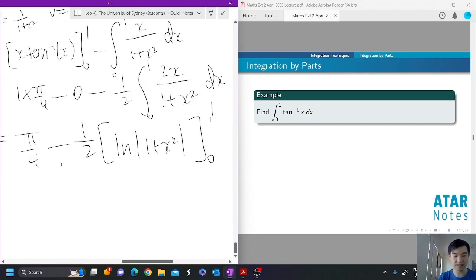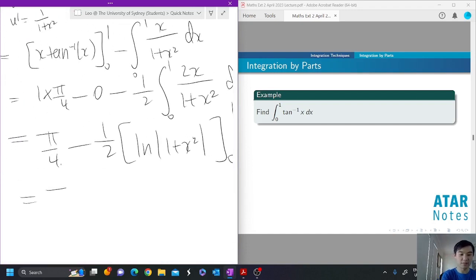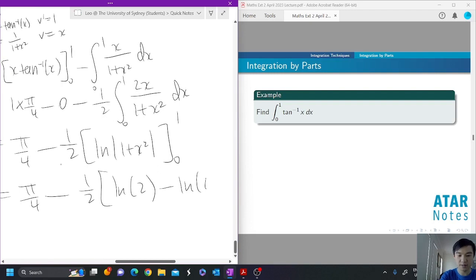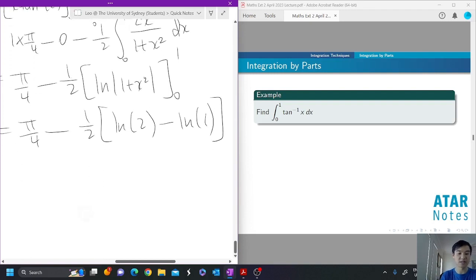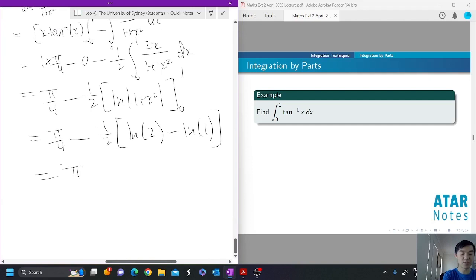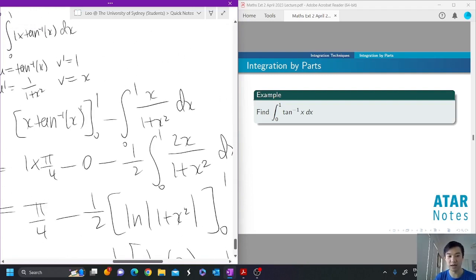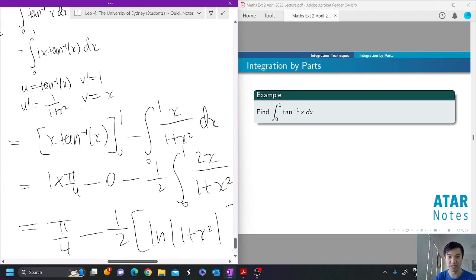So therefore, this thing is going to be pi on 4 minus half, ln 2 minus ln 1, which is going to be just pi on 4 minus half ln 2. So yeah, ta-da, we just learned how to integrate inverse tan. Here, it comes together nicely after you use integration by parts.